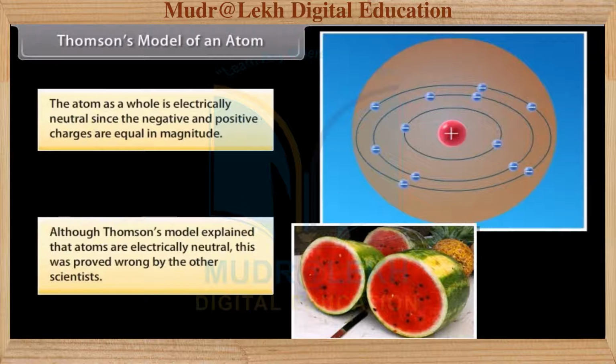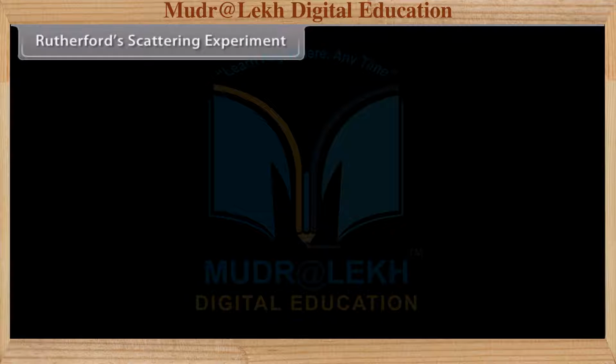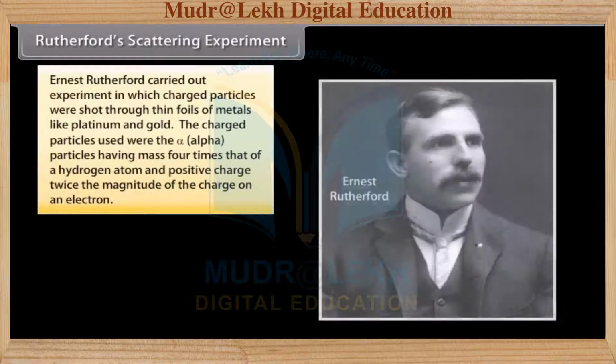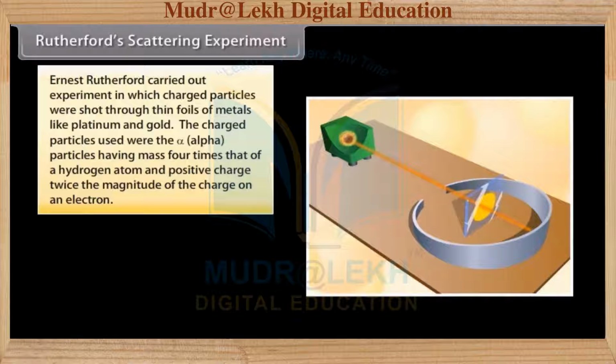Although Thompson's model explained that atoms are electrically neutral, this was proved wrong by the other scientists. Rutherford scattering experiment. Ernst Rutherford carried out an experiment in which charged particles were shot through thin foils of metals like platinum and gold. The charged particles used were the alpha particles having mass 4 times that of a hydrogen atom and positive charge twice the magnitude of the charge of an electron.